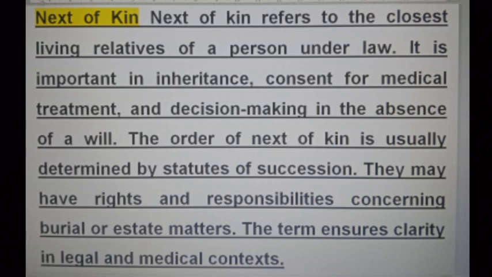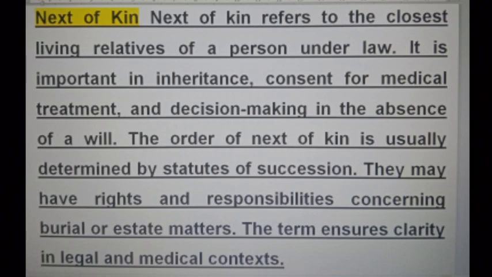The next phrase is next of kin. Next of kin refers to the closest living relatives of a person under law. It is important in inheritance, consent for medical treatment, and decision-making in the absence of a will.